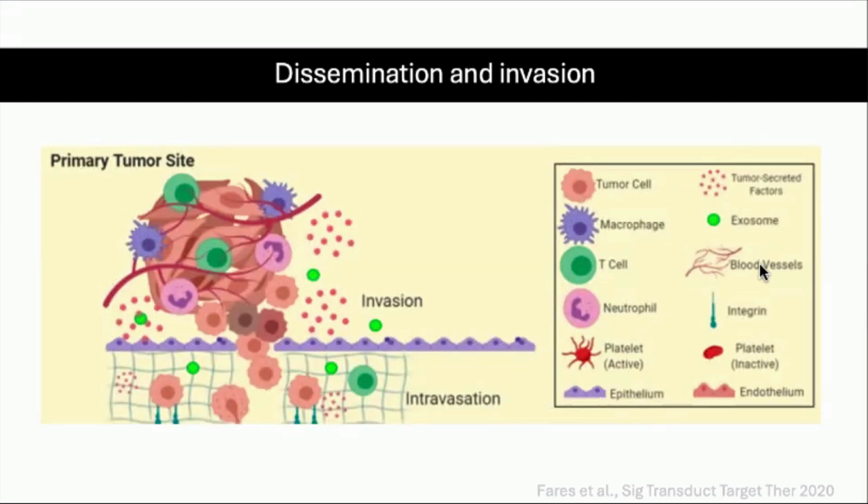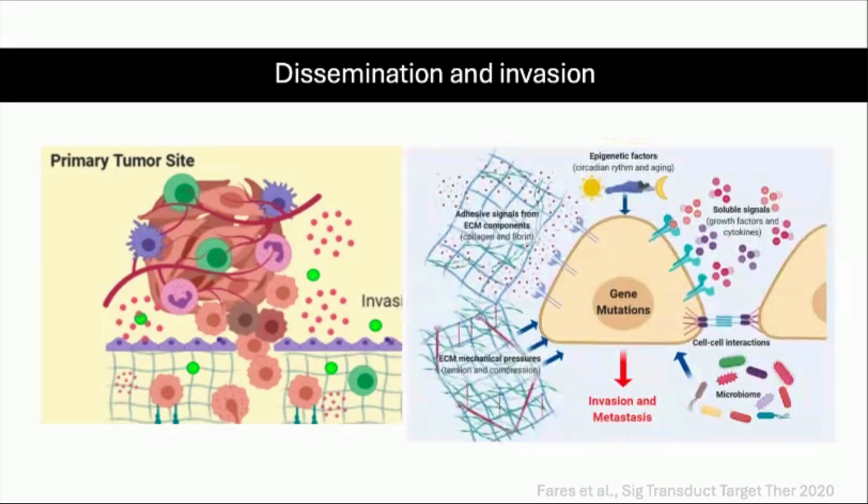Now, dissemination and invasion essentially require chromosomal instability, which is the initial trigger that leads to continuous errors in chromosomal segregation, especially during mitosis. The activation of invasion and metastasis is triggered by numerous epigenetic factors as well as environmental stimuli. Some examples of these environmental stimuli are extracellular matrix mechanical pressures, soluble signals such as growth factors, cytokines, and chemokines, even the microbiome of the area where the tumor is growing, as well as cell-to-cell interactions.